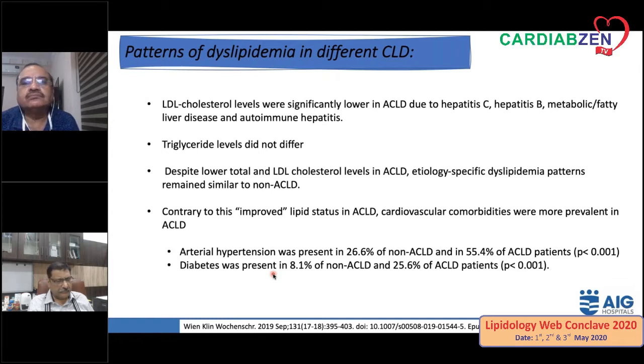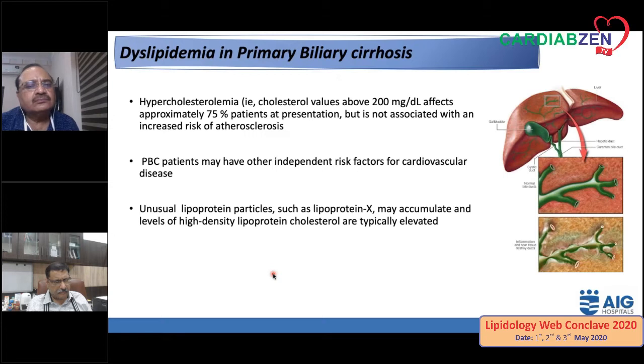Contrary to the belief that because there is a so-called improved lipid status, like a low LDL, cardiovascular comorbidities were still more prevalent in alcoholic patients, possibly because of the coexistence of arterial hypertension or diabetes. There were more cardiovascular events than when a patient of cirrhosis had no hypertension or diabetes. Coming to another important part of dyslipidemia, which is very commonly seen, is in primary biliary cirrhosis.